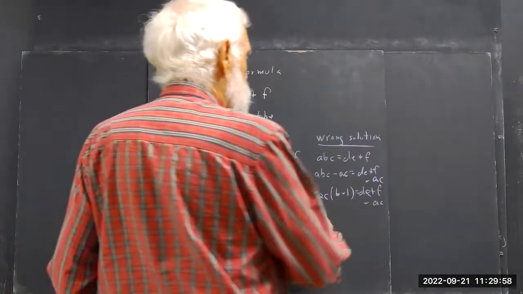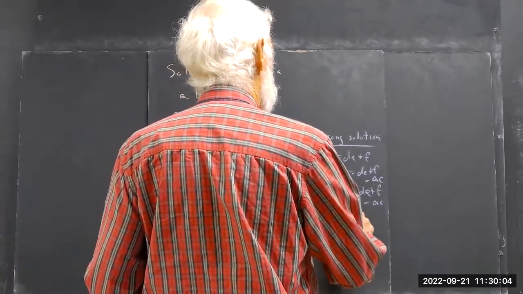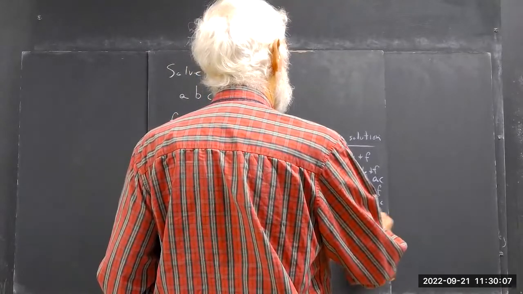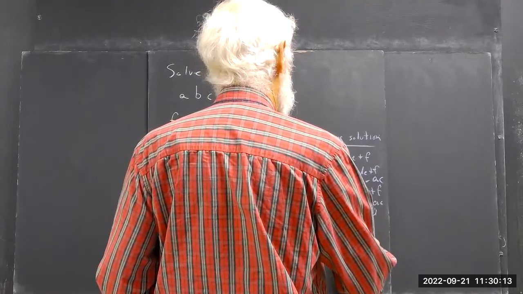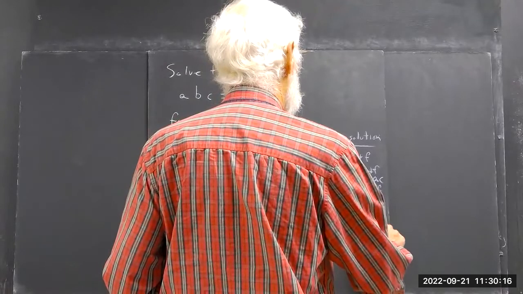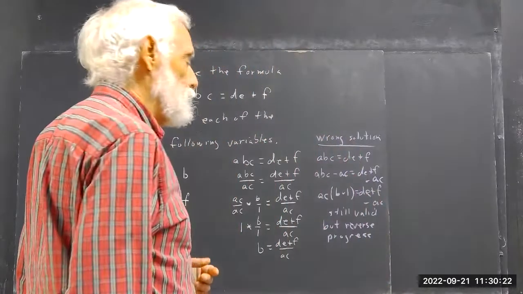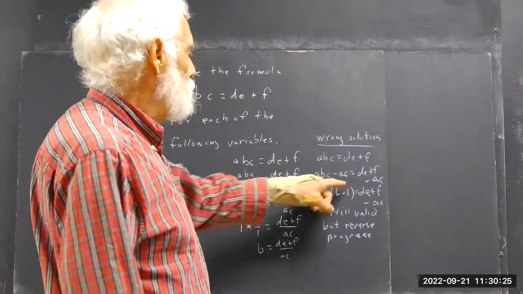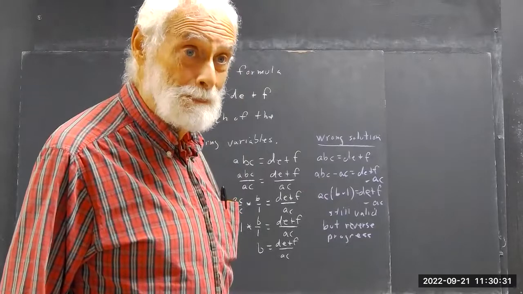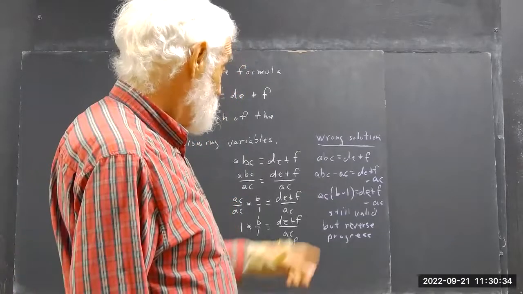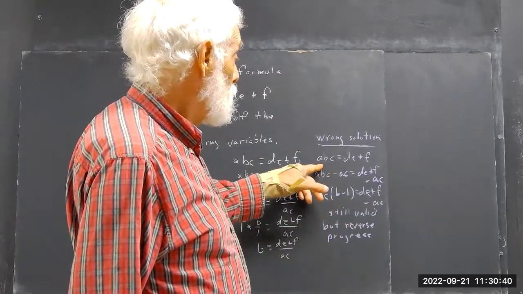Because at this stage, it's all okay. Still valid, but it's reverse progress. Because if you're laboring under the illusion that ABC minus AC is just B, it's not. It's AC times B minus 1. You can't undo a multiplication by subtracting what you don't like.